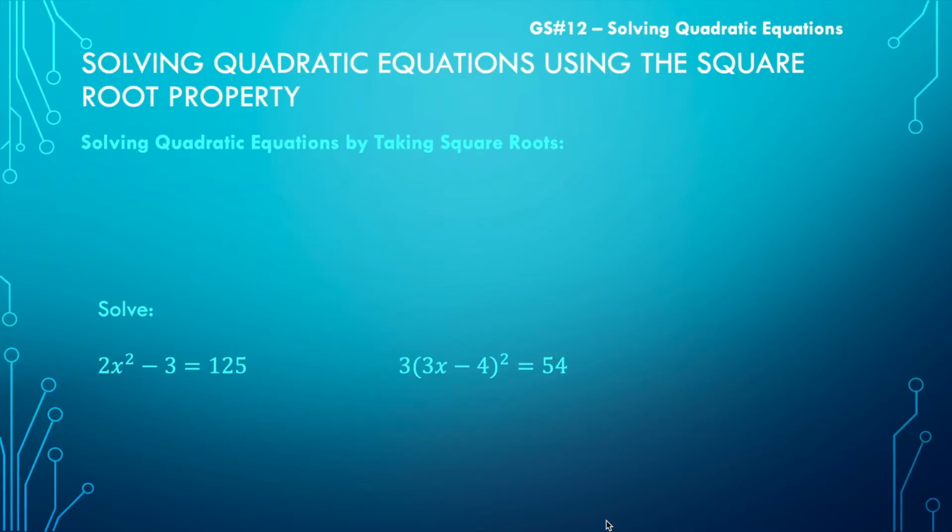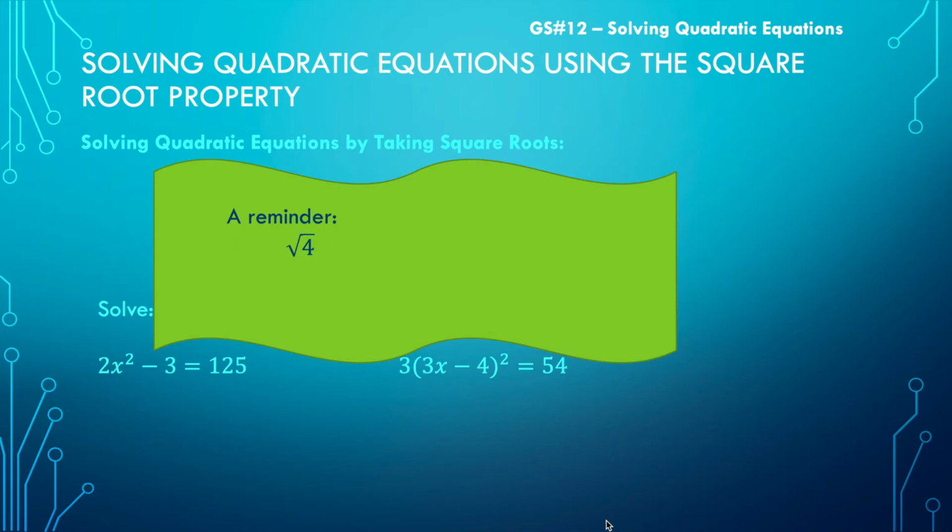Before we actually talk about this method, we do need to do a little bit of review to give you a little bit of backstory on why we do some of the things we do in this method. Okay, so let's just recall what we remember about these things. What do you remember about the square root of 4? Hopefully you said, well, that's easy, that's just 2, and you'd be right.